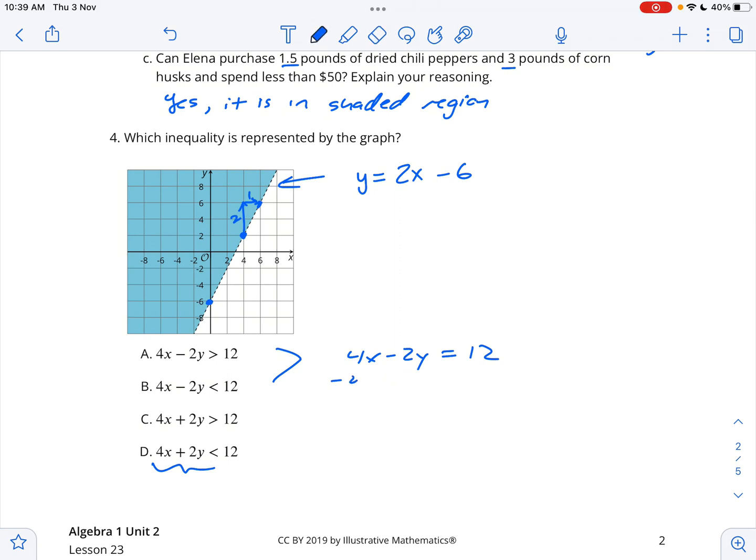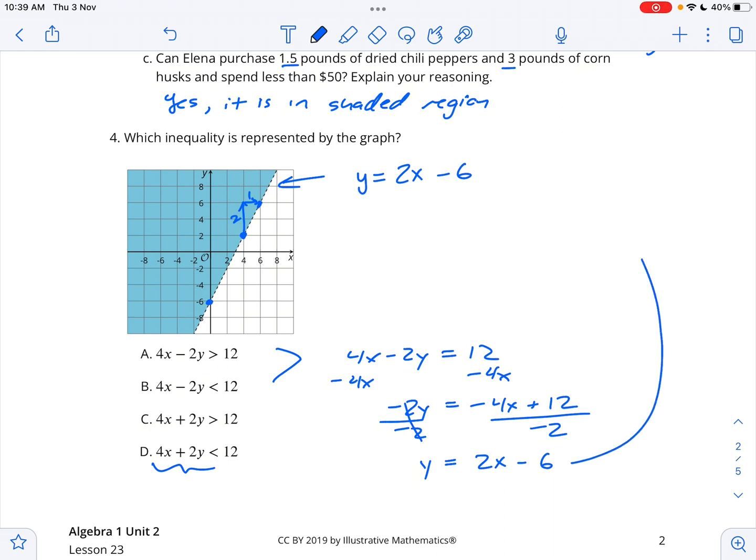I'm going to subtract 4x here. That gives me minus 2y equals minus 4x plus 12. Divide by negative 2. When I divide, that gives me y equals 2x minus 6, so those are two equivalent equations. So I know that my answer is going to be either A or B. The second two aren't going to work. 4x plus 2y equals 12 wouldn't give me y equals 2x minus 6.